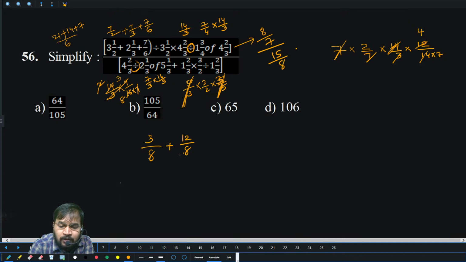8 by 7 is the numerator, 15 by 8 is the denominator. So if you go for cross multiplication, 8 8s are 64, 7 15s are 105. So your answer is 64 by 105. I did it in parts, because doing it all at one time takes a lot of time. So I did it in parts and added.